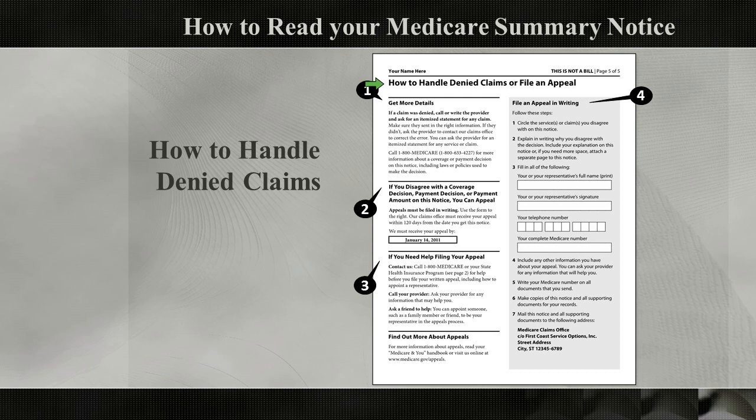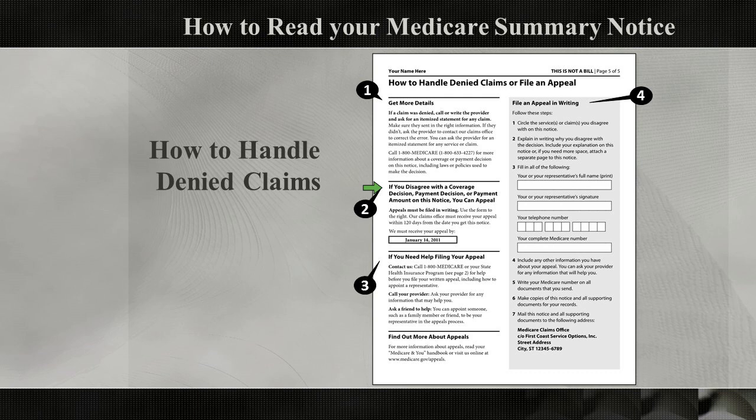The last page of your Medicare summary notice is a page dedicated to helping you handle denied claims and file appeals to Medicare. If you think something is wrong in your claims section, first contact your provider, either the doctor, the hospital, or the supplier, to check if it was a mistake on their part. It may be helpful to ask your provider for an itemized statement for the claim.